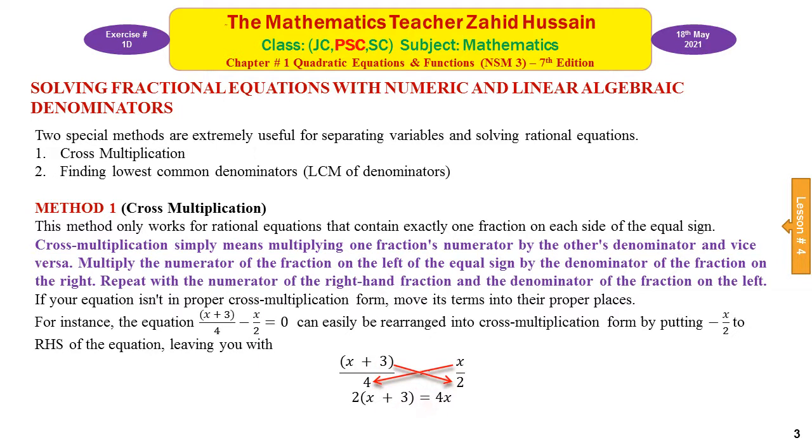by 4x. This is a linear equation, so we will solve this equation as we solve the linear equation. Now sometimes the cross multiplication will give you a quadratic equation, so you will simplify to write the equation in standard form, and then you will solve that equation by using factorization, completing square method, or by the quadratic formula.